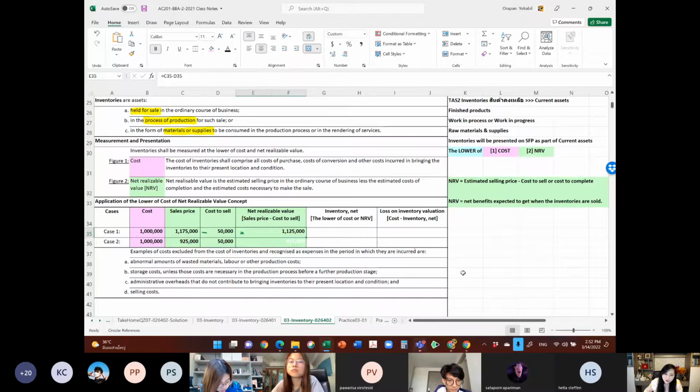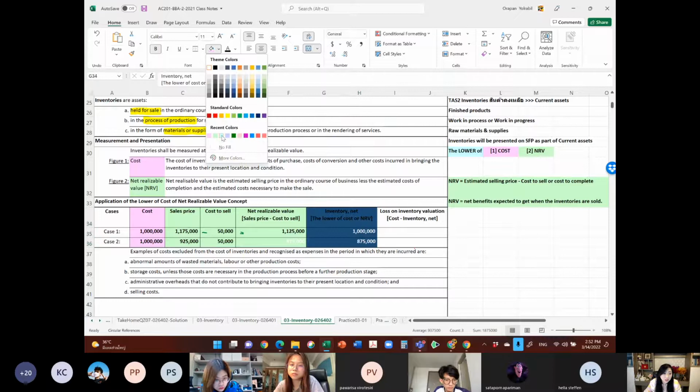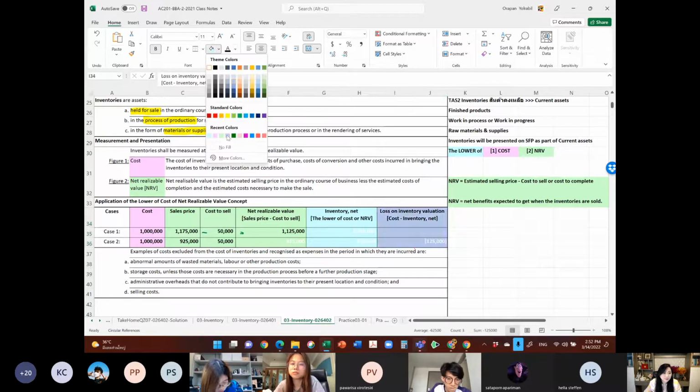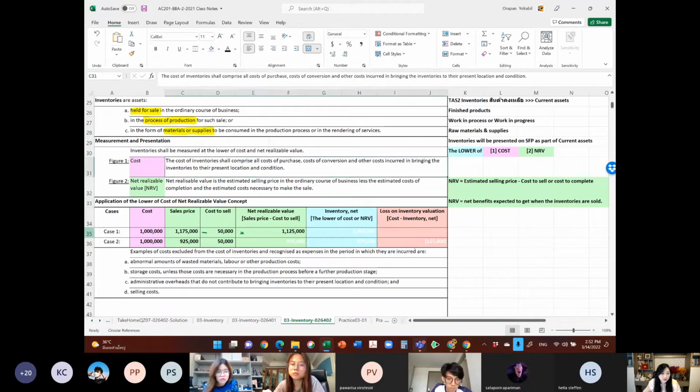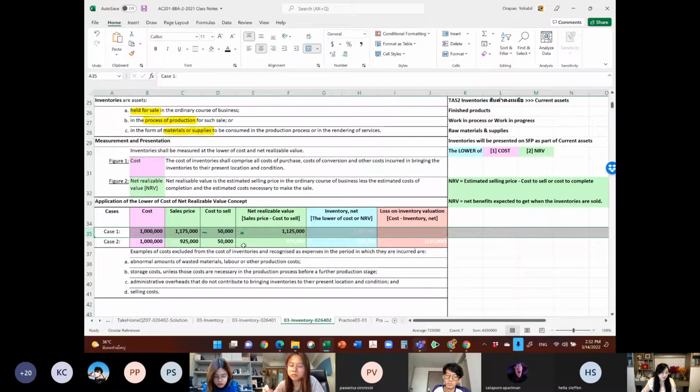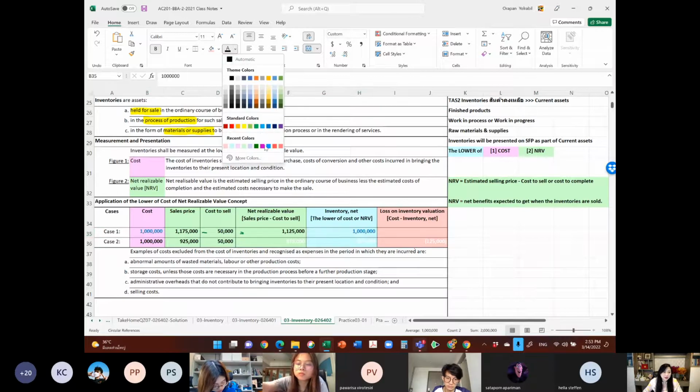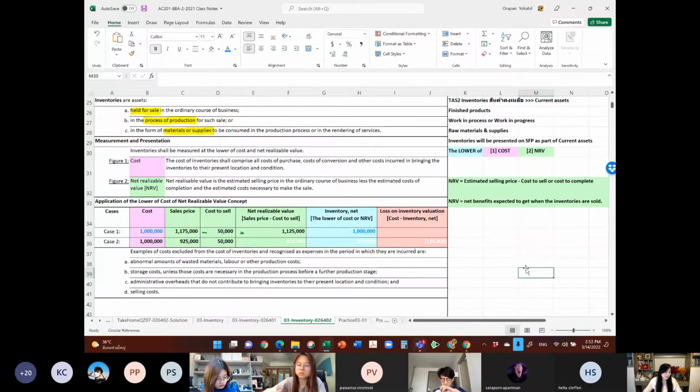So here in this case, the net realizable value is 1,125,000. So what you're going to do is take the lower one. Which one is lower? What do you think? For case 1, is it cost that is lower or net realizable value that is lower? Cost. Okay, so the cost is just lower. So what I would do is take the cost to here. The cost is lower.